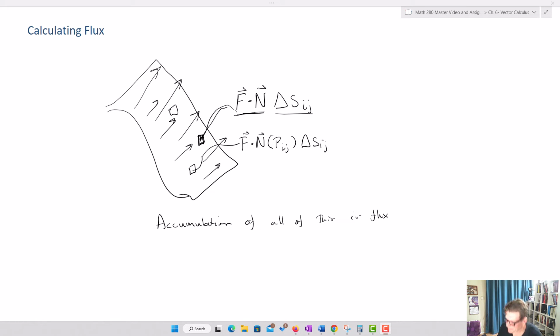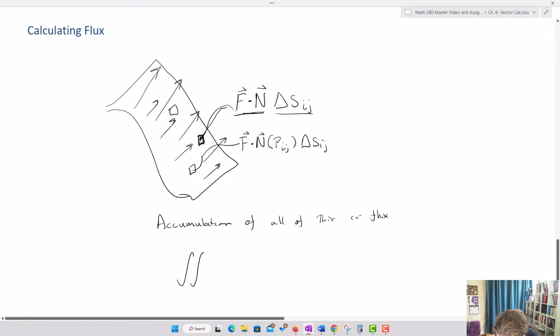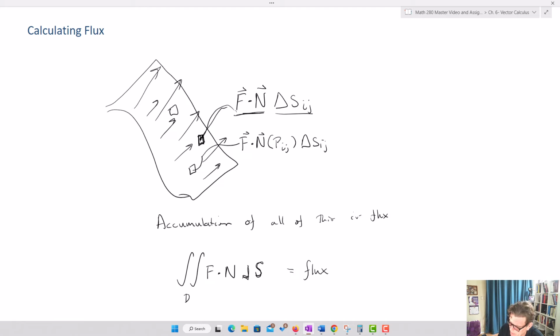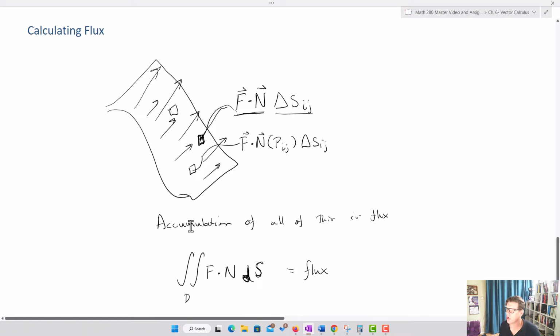So if we go in and we add those all together, we're going to end up with an integral over the region D, and it's going to be F dot n dS, right? There you go, and that equals the flux. Notice how similar that is to the flux for the line integral. Super duper similar, okay? The flux for the line integral was just a little s there, and it was over the curve C.